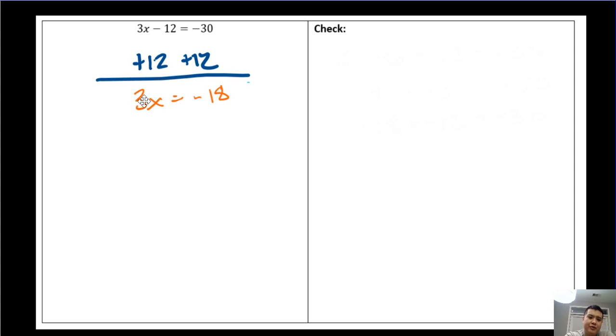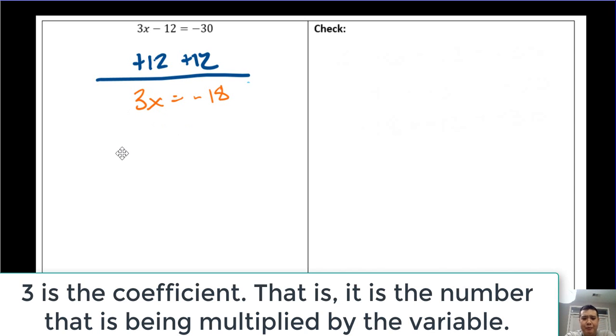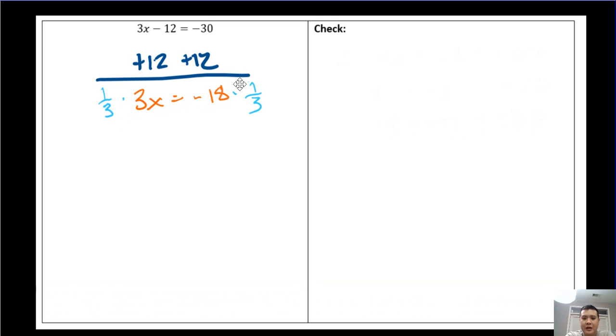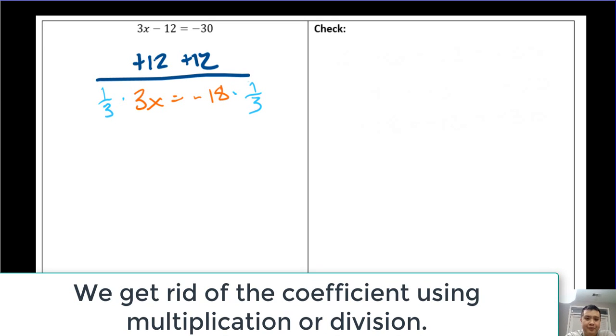After that, we're going to get rid of this 3. Remember, this means 3 times x. So we're going to get rid of it by dividing both sides by 3, which is also known as multiplying both sides by 1/3. And here we can do my favorite thing in the world.